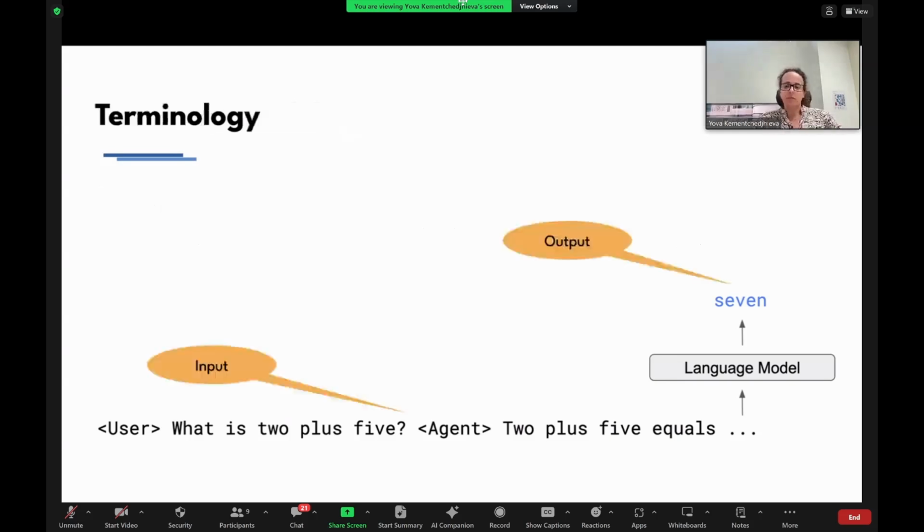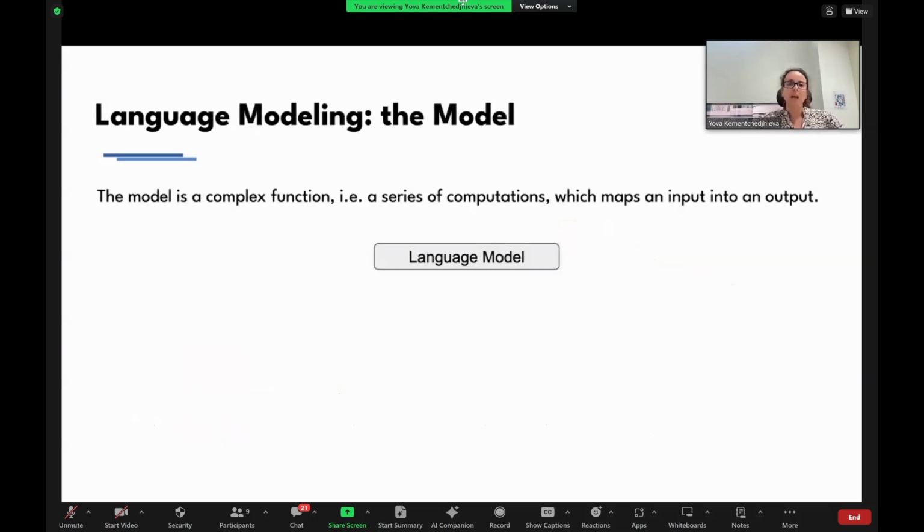So let's dive a little bit deeper into what's actually happening here. On the one hand, we have the input, which is the past text, the dialogue that has happened so far. And we have the output, in this case, the word 7. In between these two, we have a language model, which maps from input to output. That model between input and output is a complex function, usually based on a neural network, which is a series of computations which map an input into an output.